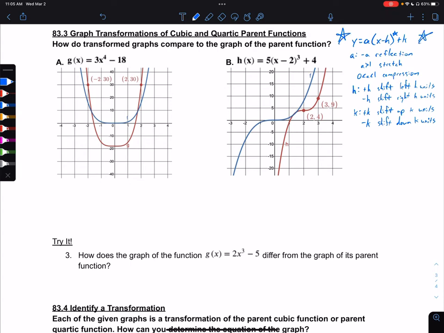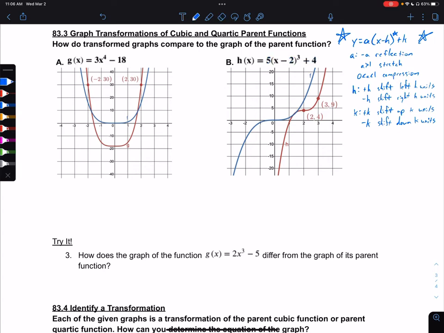We need to reference this for problems A and B. So the question: how do the transformed graphs compare to the graph of the parent function? The parent function is anything where your numbers are removed. So if I just pretended that these were not here, x to the fourth would be my parent function. In part B, if I just got rid of the 5, the negative 2, and the plus 4, x cubed would be the parent function.